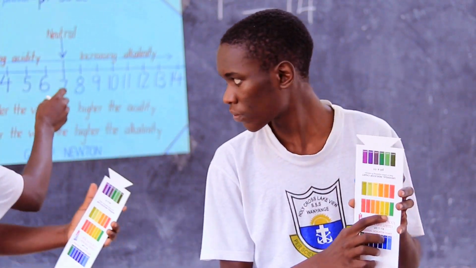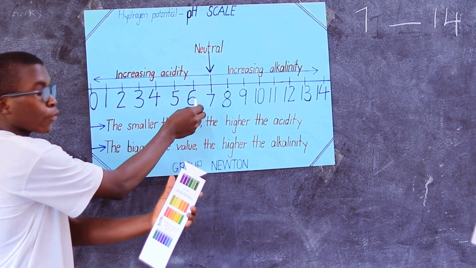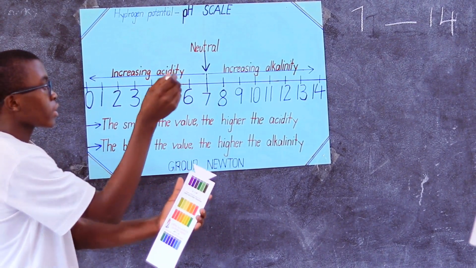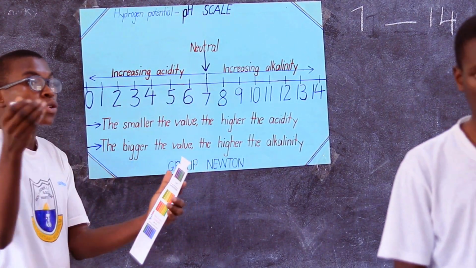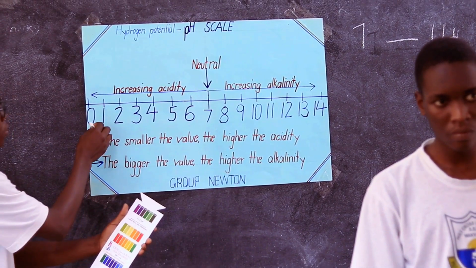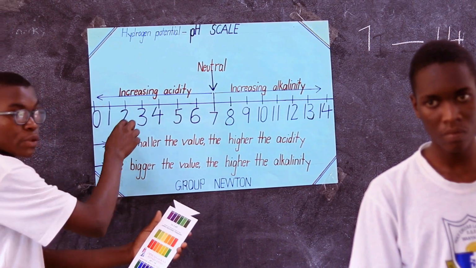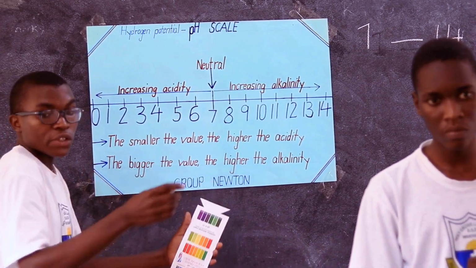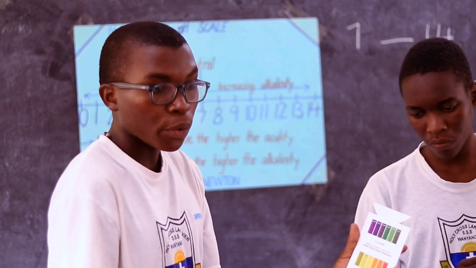On our pH scale, if a solution presents a value of 6, it means that the solution is acidic, because for the values that range from 0 to 7, the solution is acidic. This means the soil sample we used is acidic.